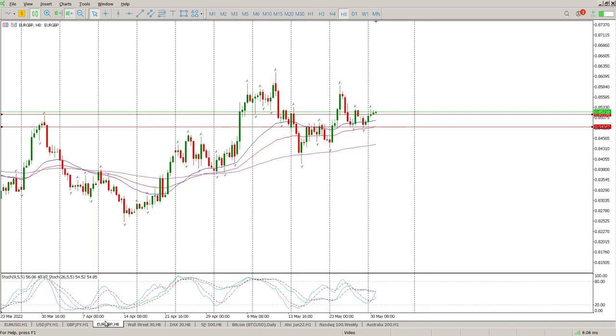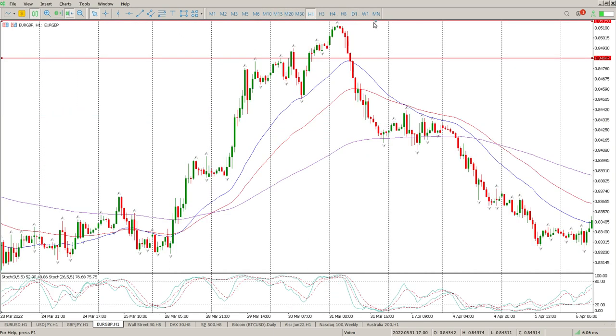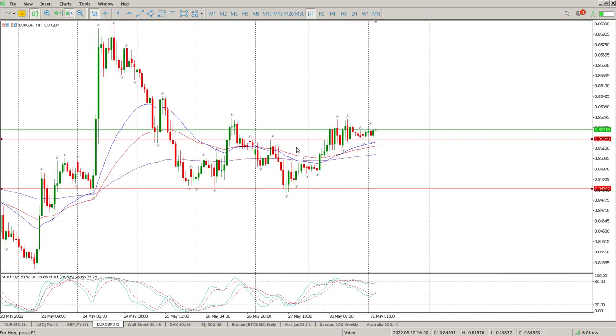Moving on to Euro British Pound. Nothing's really changed from yesterday. Still very much stuck in the sideways motion. If we just get down to the hour, we did look at two levels yesterday. This was the first one, which is 0.85158, and I'm going to say that's not broken.